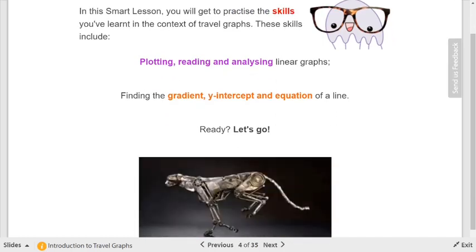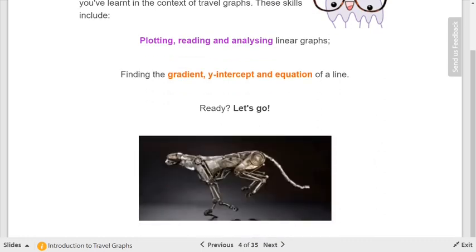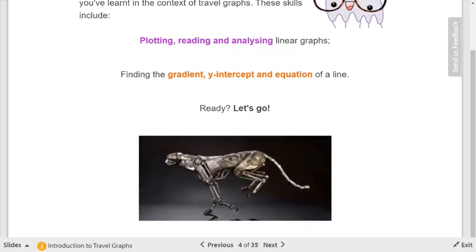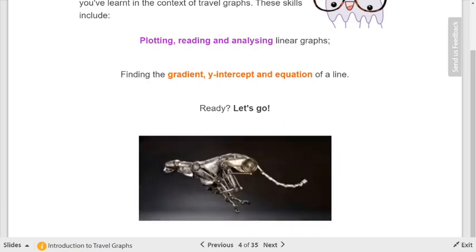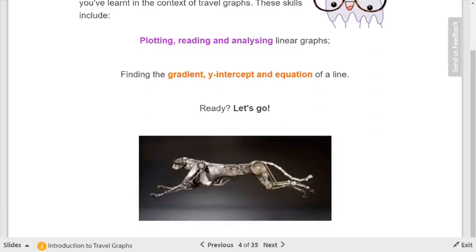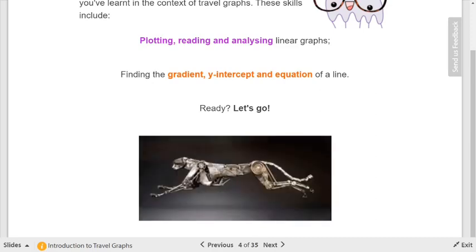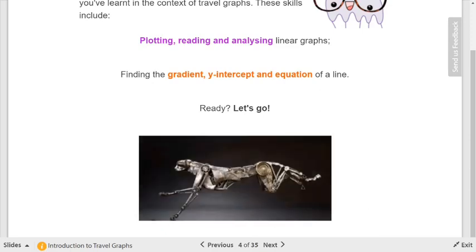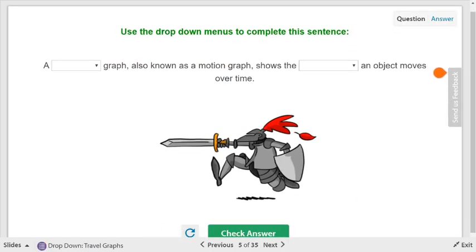All right, in the SMART lesson, you're going to exercise the skills you looked at to make some travel graphs. So you need to know about plotting, reading, and analyzing linear graphs. But these are not going to be linear because they're often not in a straight line. We need to be able to find the gradient, which means how high it is, the slope, and we need to find the y-intercept and the equation of a line, because you can still represent these things as equations in some cases.